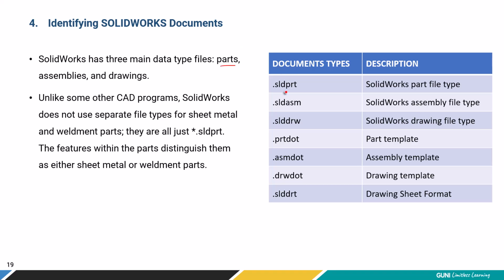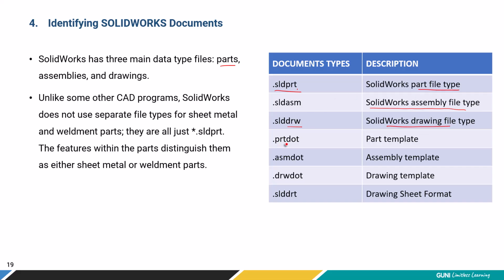Now, what are the different SolidWorks documents? When you create a part, it is saved as .sldprt. SLD means SolidWorks, so this extension is for a SolidWorks part file. Similarly, .sldasm stands for the SolidWorks assembly file type. .slddrw is for a SolidWorks drawing file.